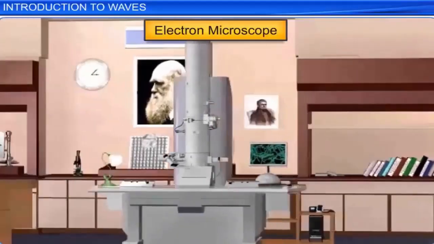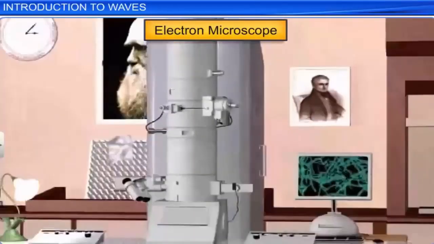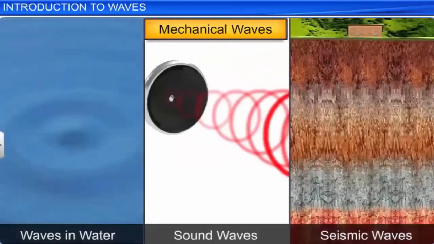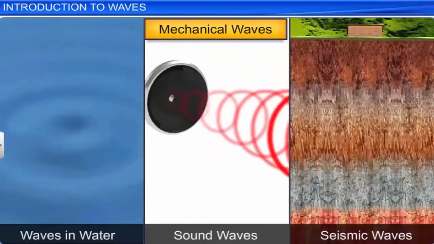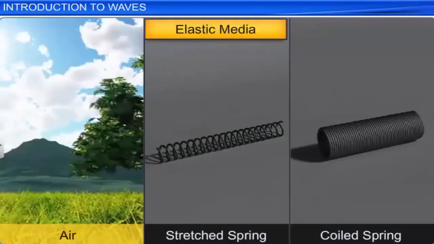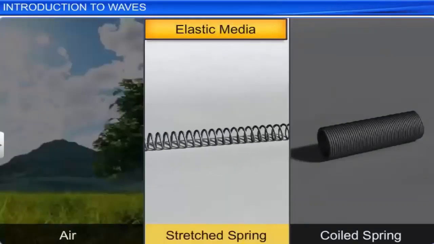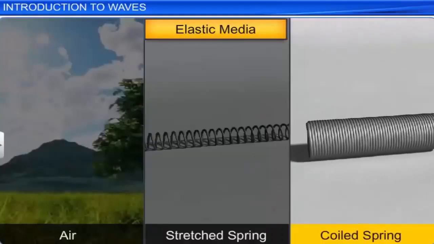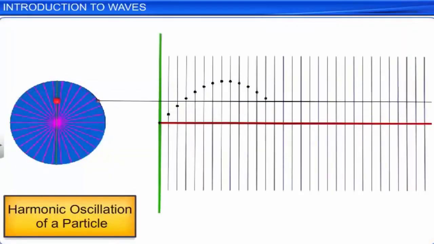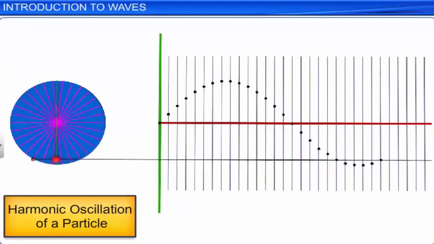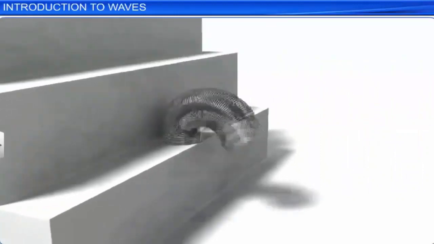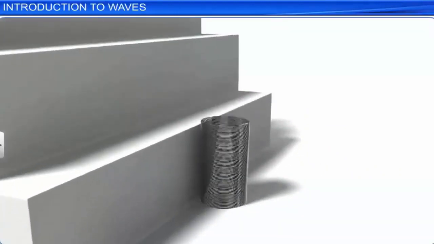Let us now discuss mechanical waves in detail. Waves in elastic media, that is air, stretched springs, coil springs, etc., are intimately connected with harmonic oscillations, which constitute mechanical waves. To understand this better, let's consider the example of a slinky. When one end of the slinky is fixed and a slight disturbance is created at the free end, we observe the disturbance carried to the fixed end of the slinky.